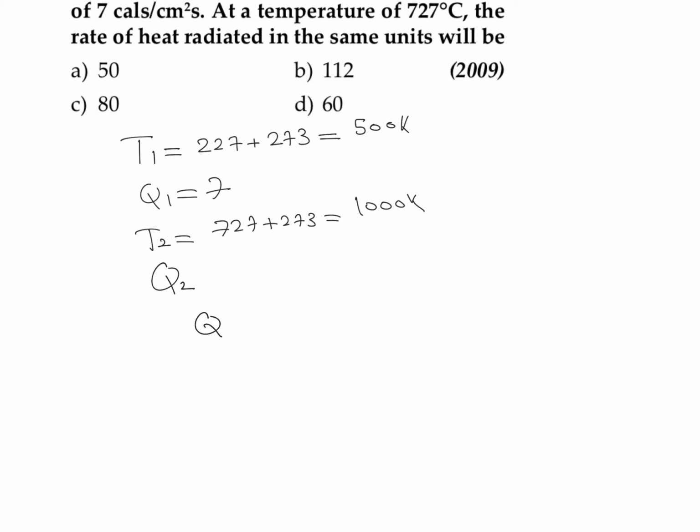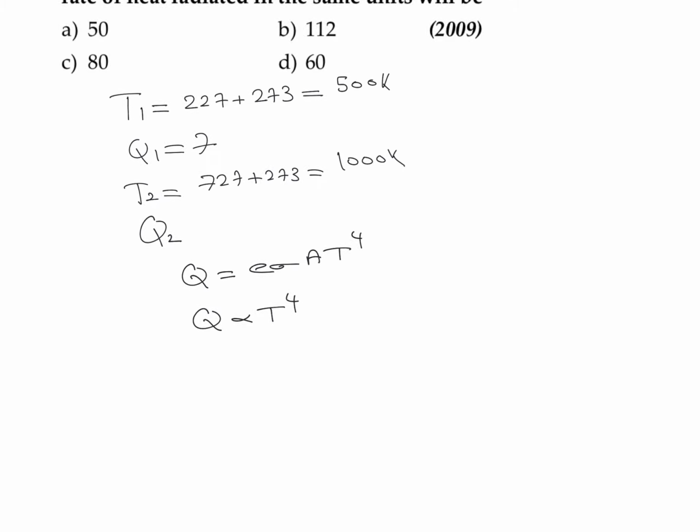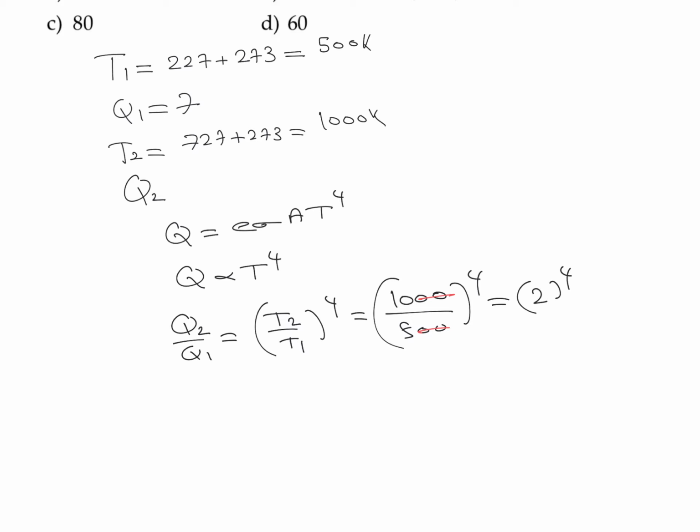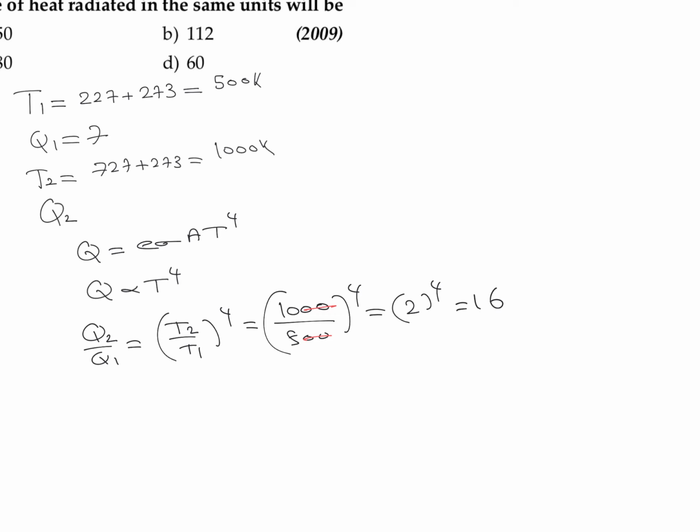So we know the equation for rate of flow of energy, that is e sigma A times the temperature of the object raised to 4, or you can write this Q is directly proportional to the value of T raised to 4. So you can write the value of Q2 divided by Q1 will be equal to T2 divided by T1 raised to 4. Temperature in the second situation we can take it as 1000, temperature in the first situation we can take it as 500, raised to 4. So this 100 and this 100 get cancelled, and so we can take it as 2 raised to 4, which is nothing but 16.